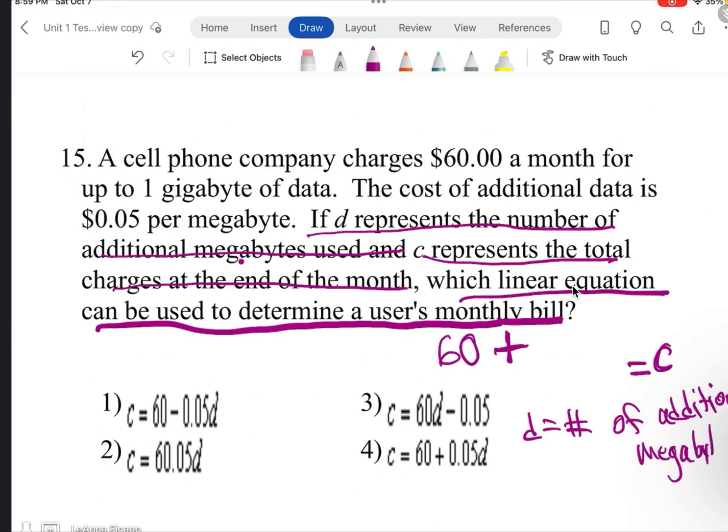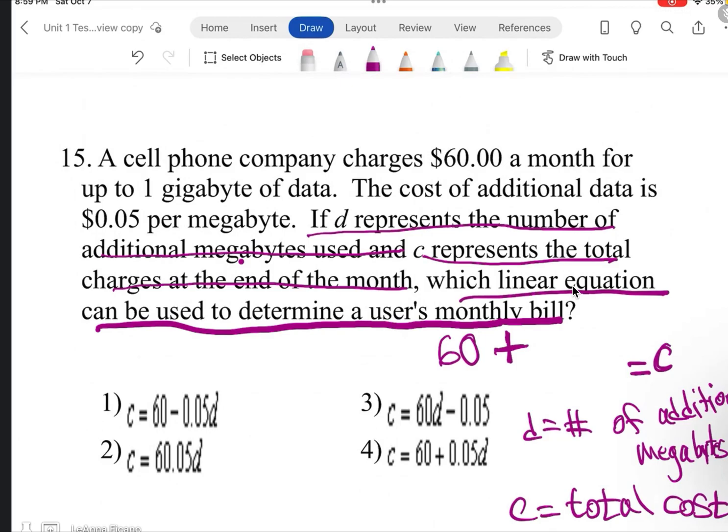Sorry, I'm not being very neat here. Okay, C equals total cost, or the total charge at the end of the month, right? And we know 60 is our monthly charge, our constant. This user pays $60 no matter what. If they use 1 megabyte, 2 megabytes, or no megabytes, they're paying that $60.